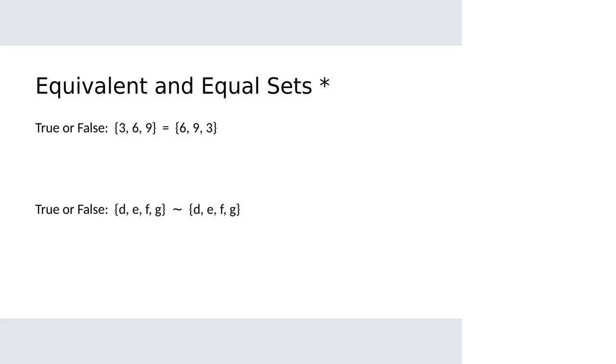First, let's remember what equivalent and equal mean. If two sets are equivalent, then they have the same number of elements. If two sets are equal, then they have the exact same elements. So let's take a look.